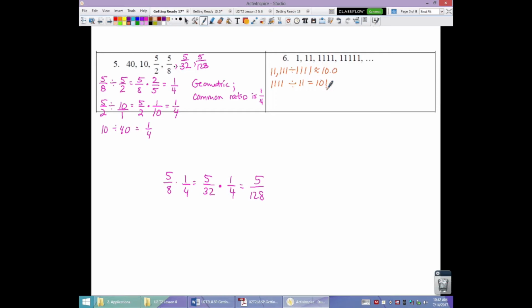So that one indicates that it's definitely not geometric. So it's neither one of the sequences we have studied. Now, is there a pattern here?